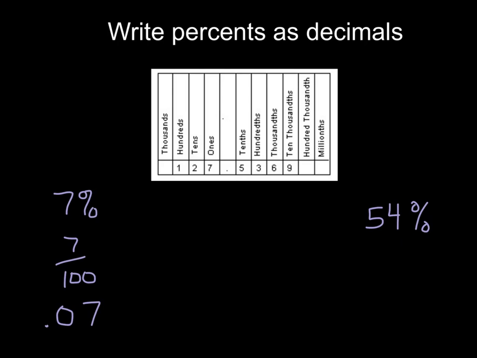In this one, 54%, I would do the same thing. Get it as a fraction, that would be 54 hundredths. And I know I would need to go decimal 54 for 54 hundredths.